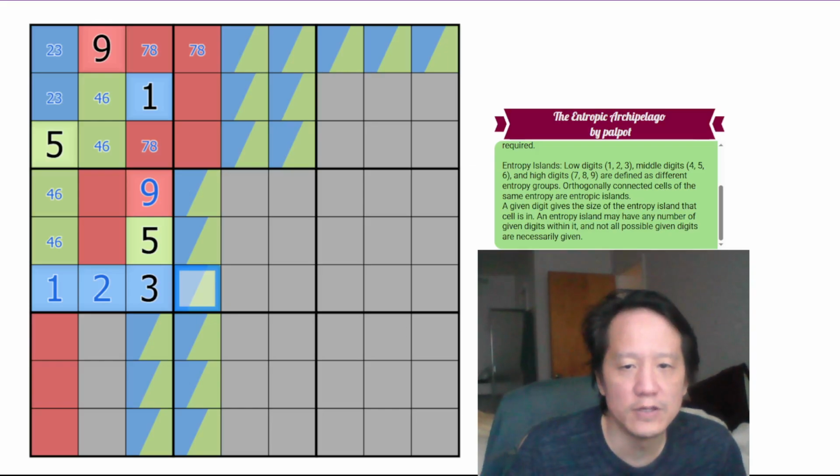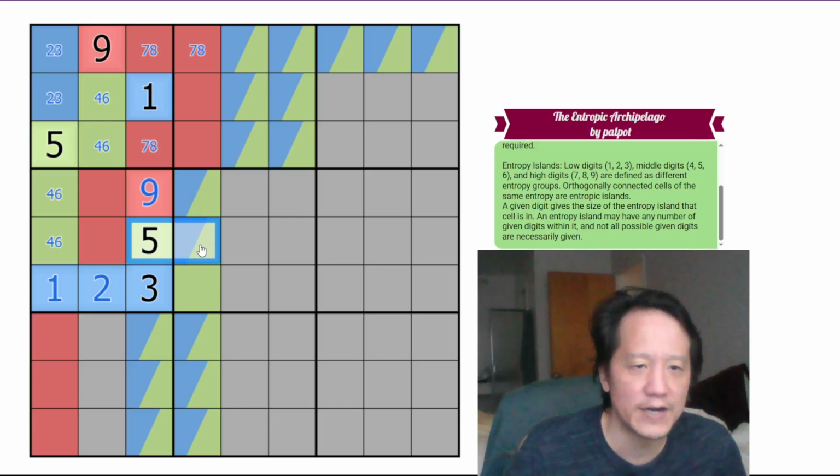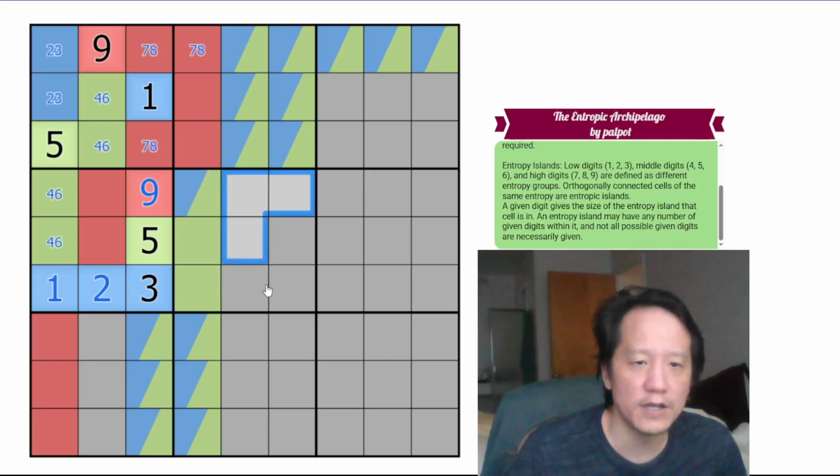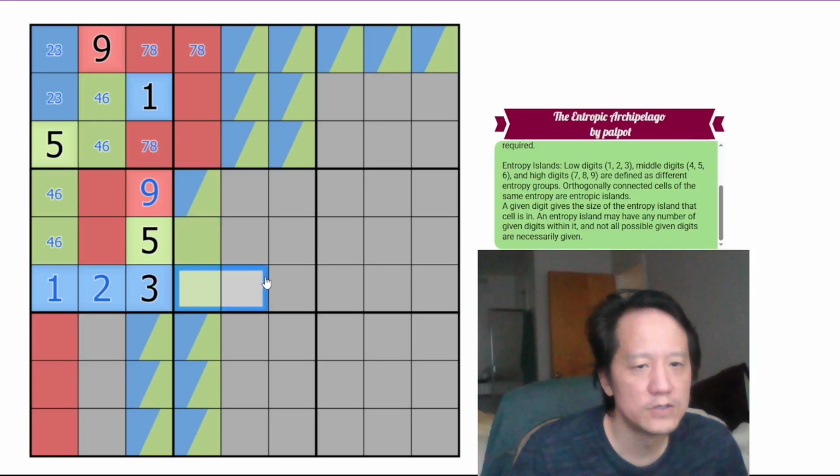And this cannot be low because, again, this is given as 3. So this has to be medium. This has to have 5 orthogonally connected cells on the island, so it must go this way. Connects to that. If it goes this way, it won't have any other medium cells, medium middle digits to connect to, because we have 3 already then, if that's the case. So it must connect, it could connect here.